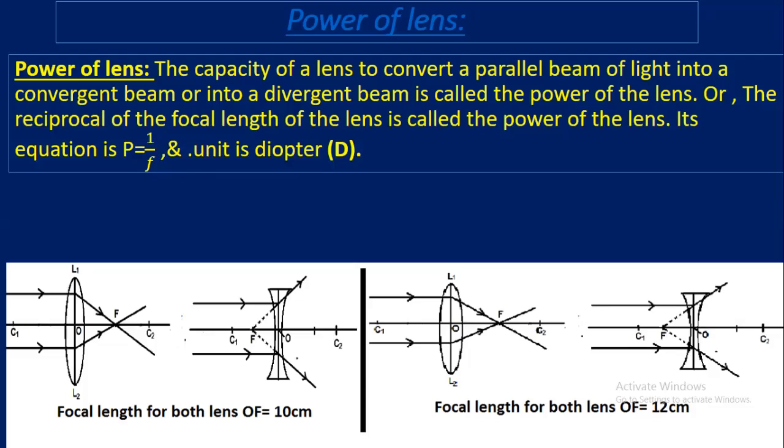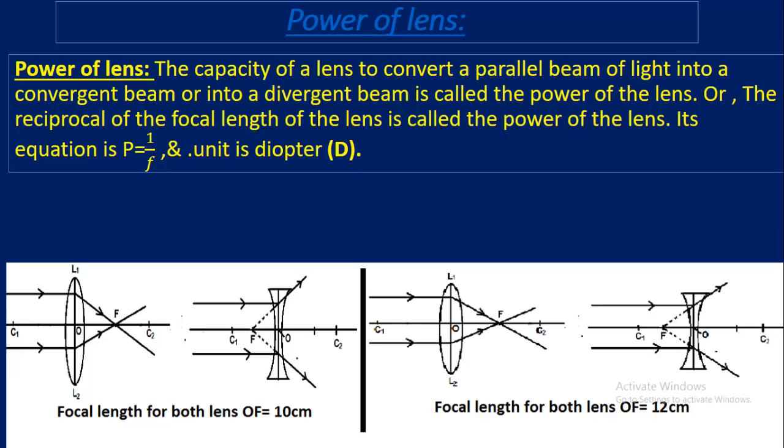And the power of the lens, P, has the equation P is equal to 1 by f. The capacity of a lens to converge a parallel beam of light into a convergent beam, or diverge it into a divergent beam, is called the power of the lens. The reciprocal of the focal length of the lens is called the power of the lens. The equation is P equals 1 by f, and here P is inversely proportional to the focal length of the lens. The unit of the power of a lens is the diopter.